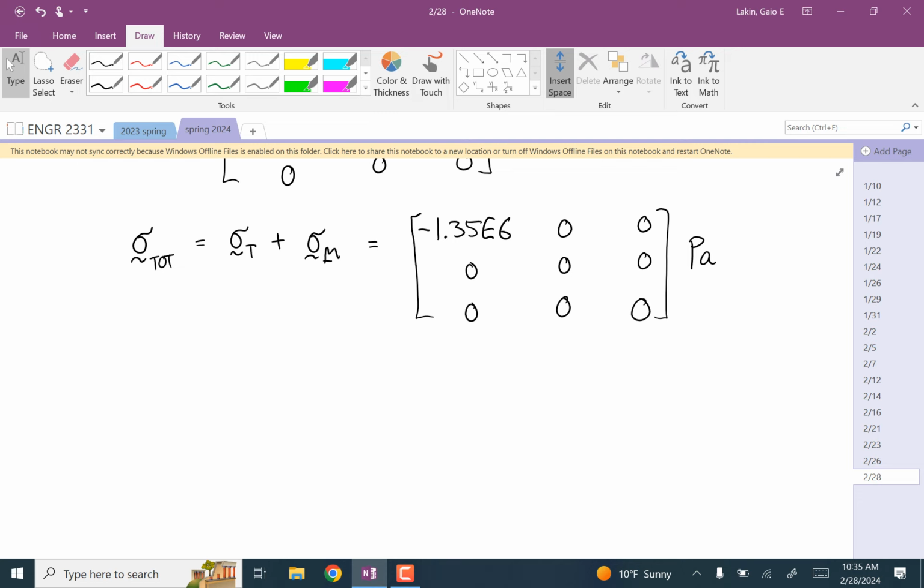So if you're looking for a place where you're gonna have the biggest total tensile stress, or biggest total compressive stress, you want to look for the place where the tension and the bending moment are acting in the same direction, not where they're in opposite directions.